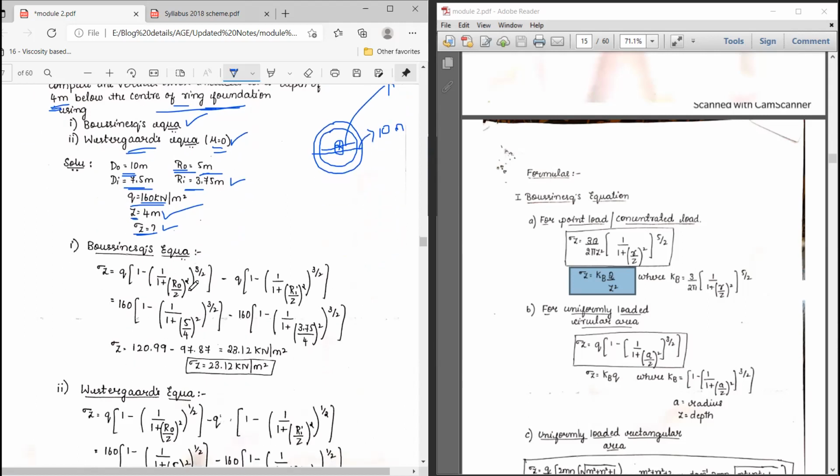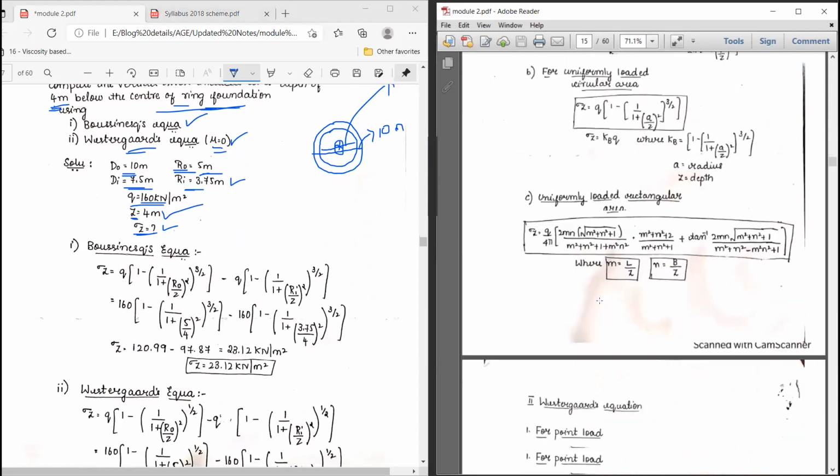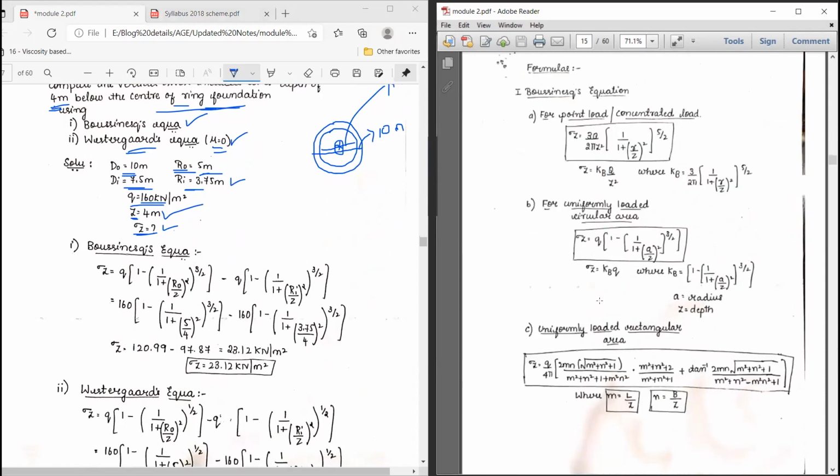Now we know that a Boussinesq equation, when it is a circular section, how we are going to calculate? Here you can see the formula. See, uniformly loaded circular area. This is the formula we are going to use. Since here it is a ring structure, outer dia minus inner, that is stress created at the outer dia minus stress created at the inner dia, we are going to do in order to calculate the stress happening at the center.